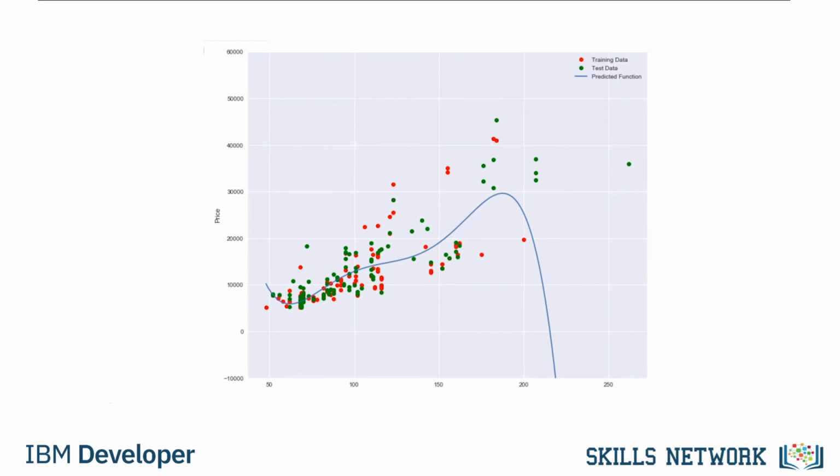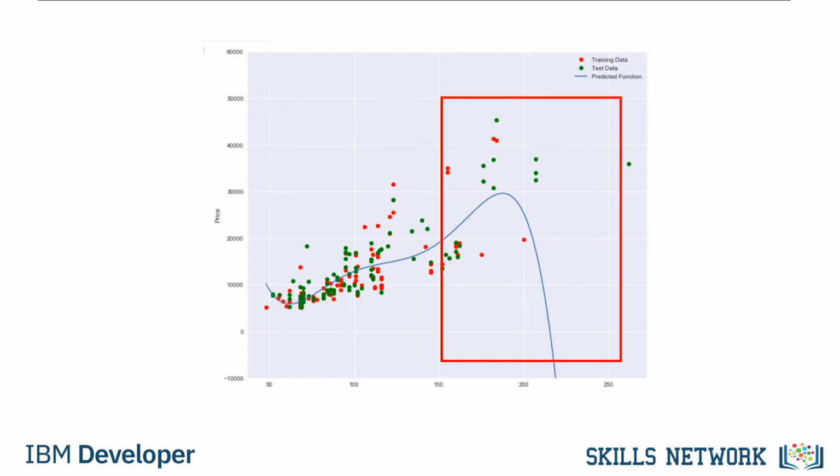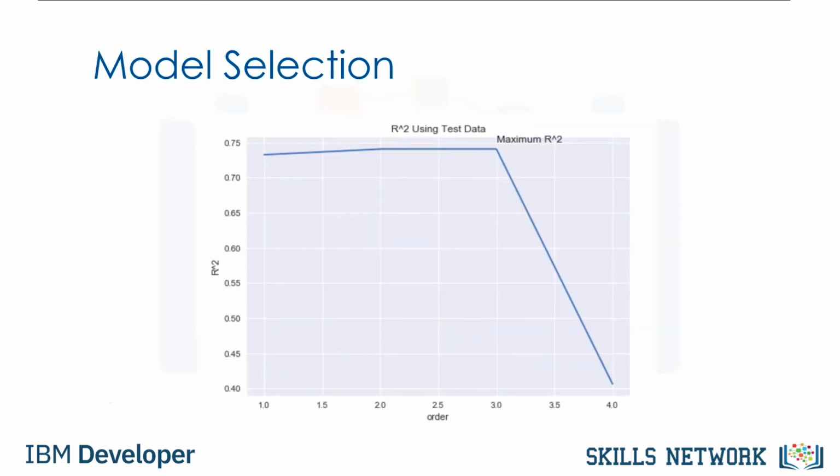Here we see a fourth order polynomial. At around 200 horsepower, the predicted price suddenly decreases. This seems erroneous. Let's use r squared to see if our assumption is correct. The following is a plot of the r squared value. The horizontal axis represents the order polynomial models. The closer the r squared is to 1, the more accurate the model is. Here we see the r squared is optimal when the order of the polynomial is 3. The r squared drastically decreases when the order is increased to 4, validating our initial assumption.